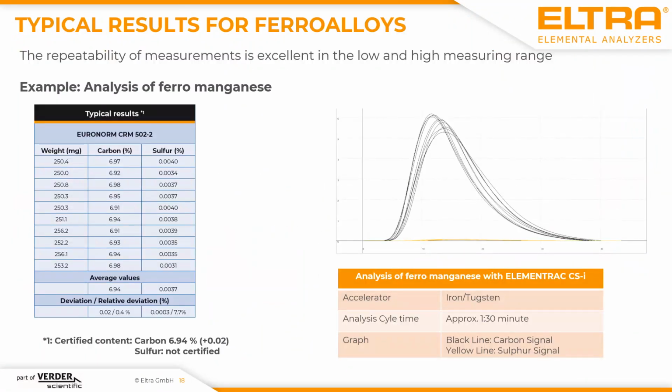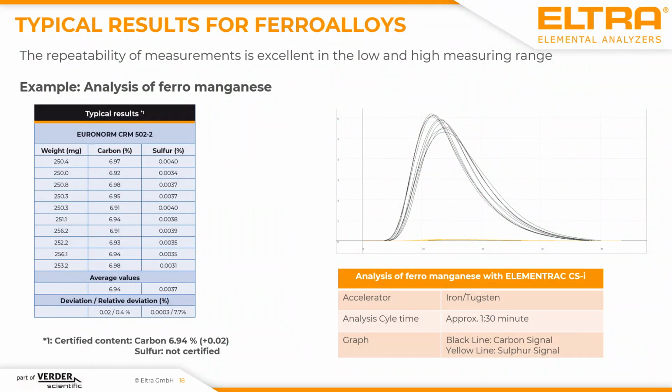Here we have a typical example of an analysis of a ferroalloy, and here we use ferromanganese. We use the BAM reference material for analysis and applied a typical sample weight of approximately 250 milligrams. As you can see here, we get very repeatable results for this carbon sulfur analysis in a combustion analyzer. It's approximately 7% for carbon and about 37 ppm of sulfur in the sample. We used iron and tungsten as accelerator. One analysis needs approximately 1 minute and 30 seconds.